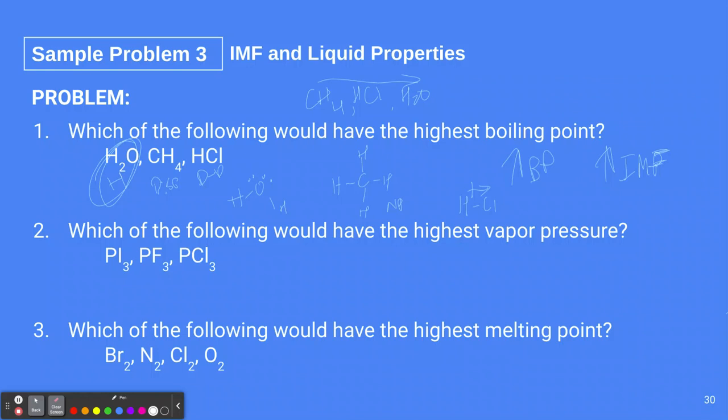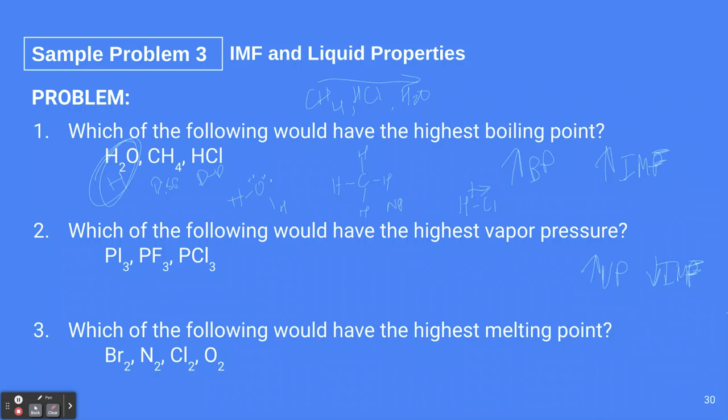Number two, which of the following would have the highest vapor pressure? Now, higher vapor pressure means that we have lower IMF. This is the opposite one. Higher vapor pressure means that a lot of our liquid particles are able to go into the gaseous phase. So for this one, we're looking for the lowest IMF.